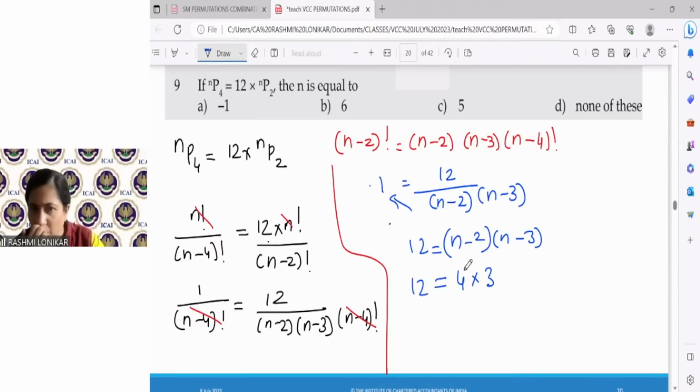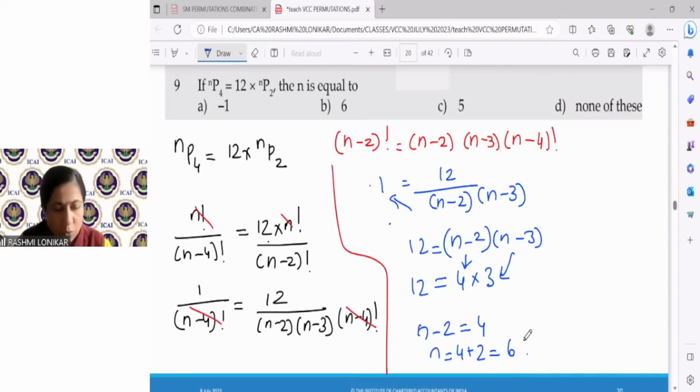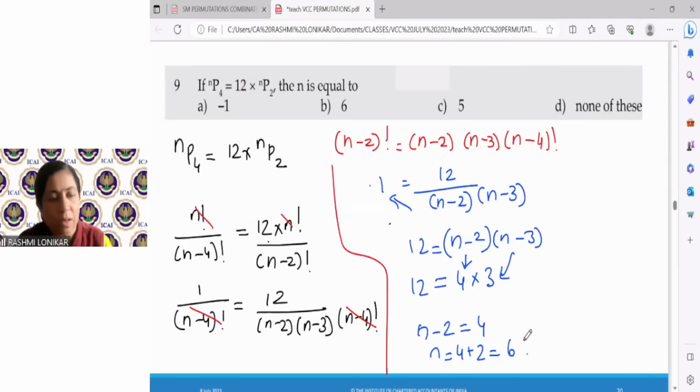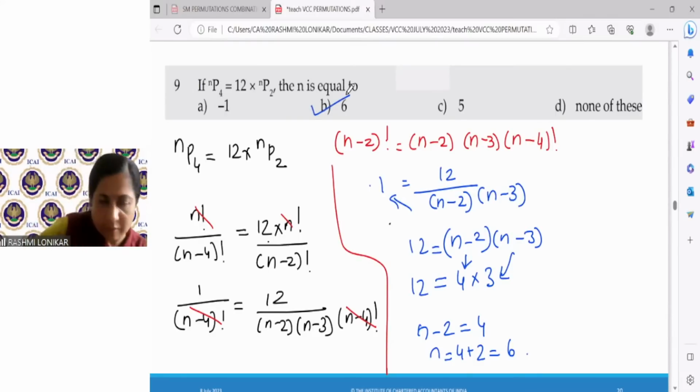So what is this? n minus 2 is equal to 4, and n minus 3 is equal to 3. n minus 2 is 4, so n is equal to 4 plus 2, which is equal to 6. Okay, so what is the answer to this sum? n is equal to 6. Option B is the correct answer. Yes.